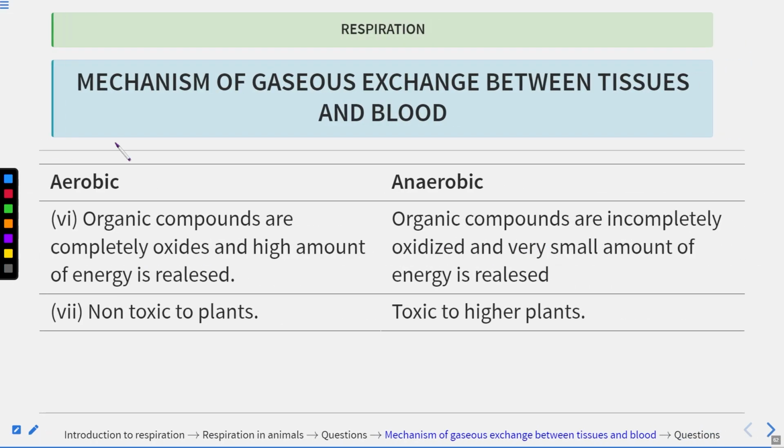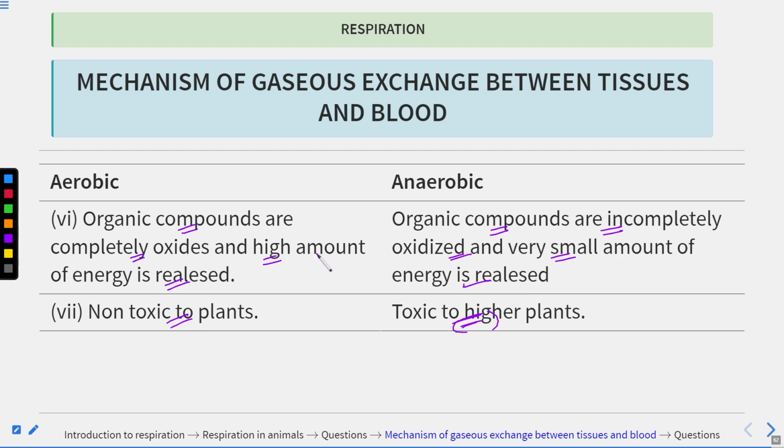Next point: in aerobic respiration, organic compounds are completely oxidized and a high amount of energy is released, whereas in anaerobic respiration, organic compounds are incompletely oxidized and a very small amount of energy is released. Aerobic respiration is not toxic to plants, whereas anaerobic respiration is toxic to the higher plants, because here ethyl alcohol is produced. Okay, this is clear.